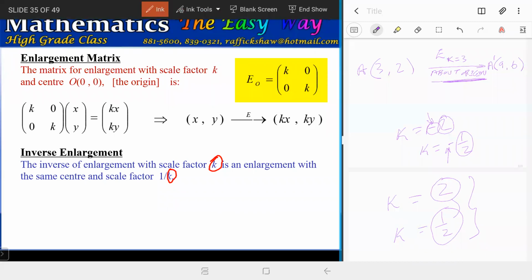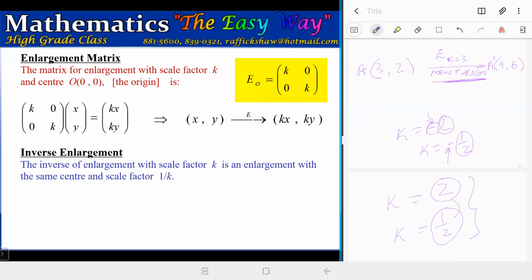If you double something, you have to take back a half. If you triple something, you take back a third. If you multiply something by 4, you take back a quarter. Simple as that. So if K took A, B to A', B', then 1/K will bring me back from A', B' to A, B, the inverse.